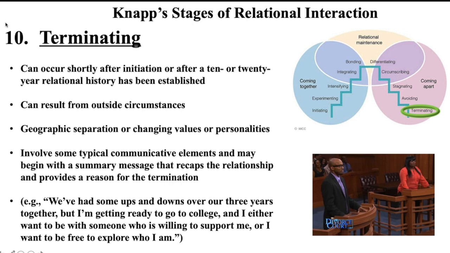And this involves some typical communicative elements. It may begin with a summary message that recaps the relationship. So you may say something to the effect of, hey, we've had some ups and downs over our 3 years together, but I'm ready to go to college, and I either want to be with someone who's willing to support me, or I want to be free to explore who I am.